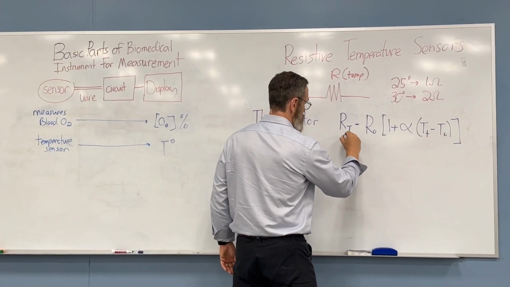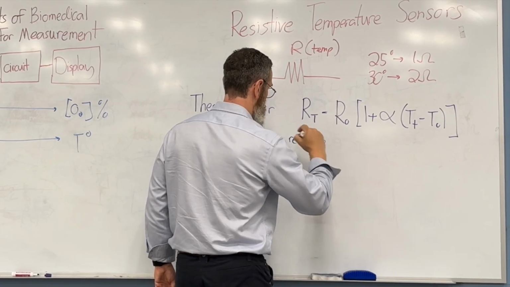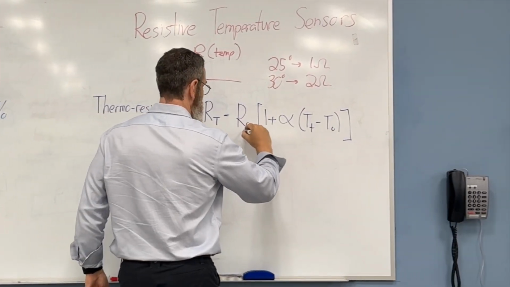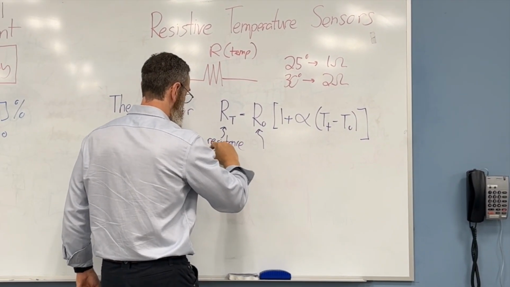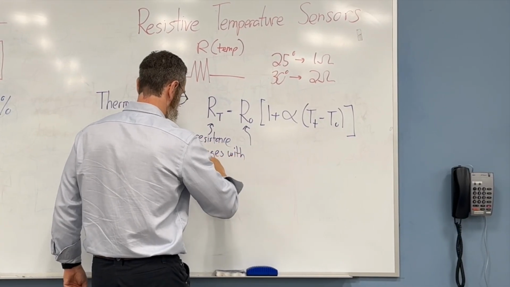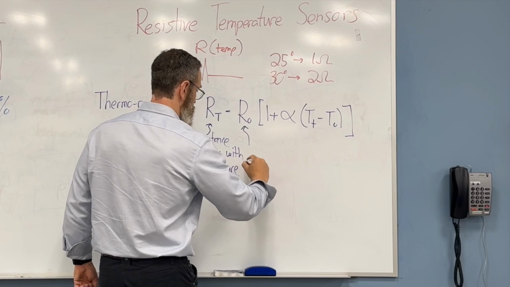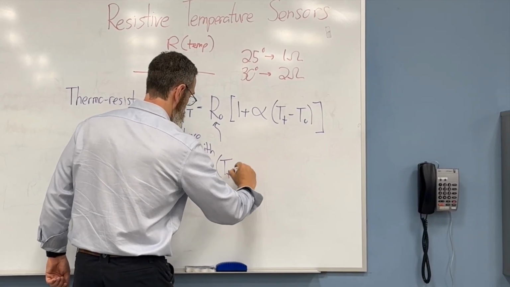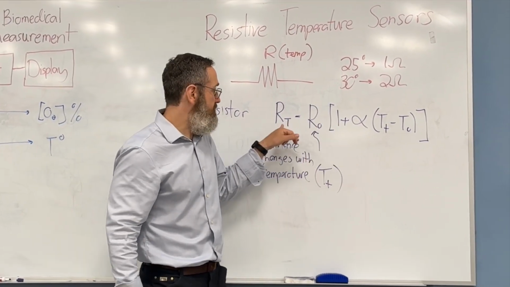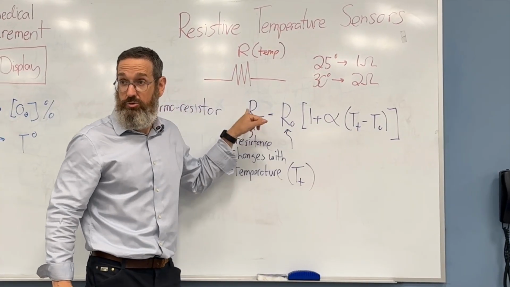Let's go through each one of these terms. This is the resistance at any given time, all right? This resistance changes, right, with temperature. And that temperature is given by T sub T. Maybe that's a peculiar notation, right? So this resistance changes, right? You can see that this resistance depends, among other things, on this temperature, right? If this temperature goes up, so will this resistance.